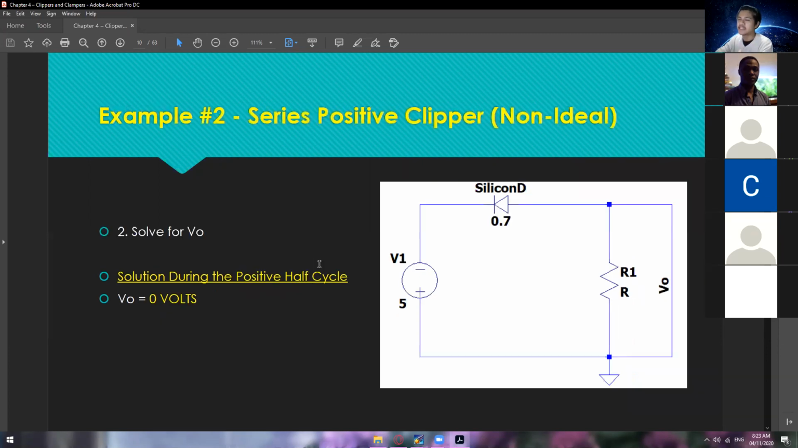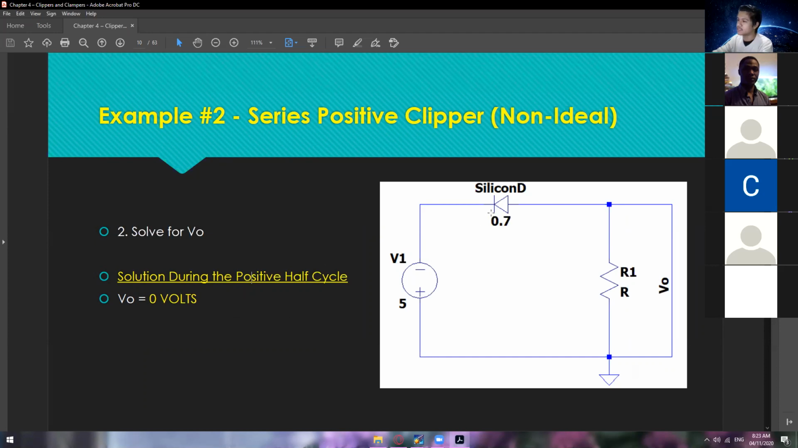Moving on, let's have another example wherein we now make the diode non-ideal. When we say non-ideal, our diode now has a voltage threshold. Same idea, same question: solve for V sub O. We have here the solution for the positive half cycle. As you can see, nothing changed.